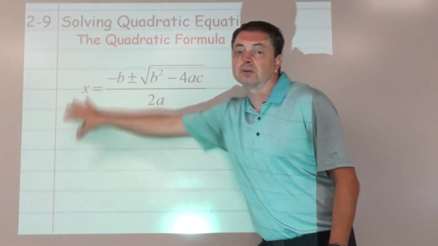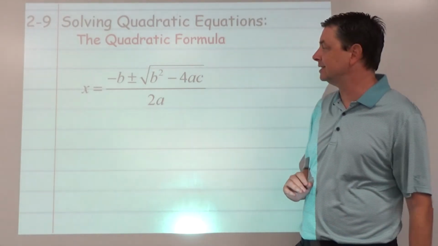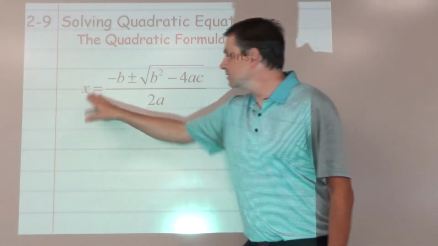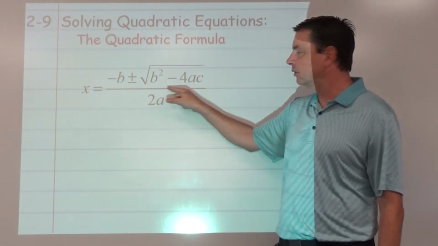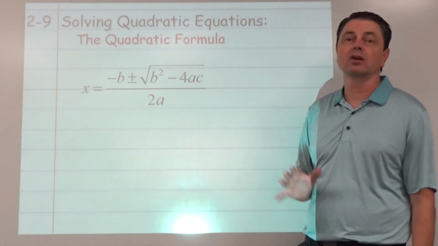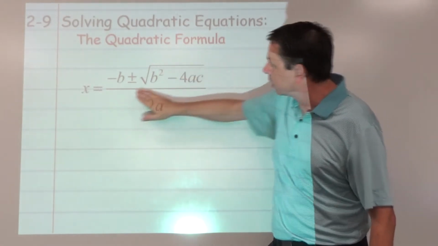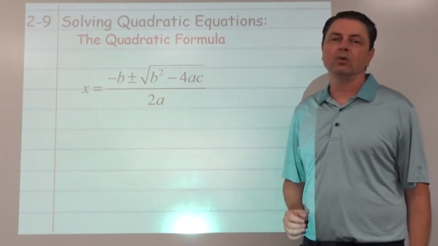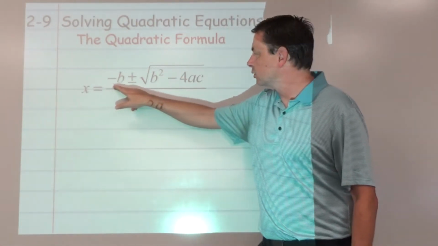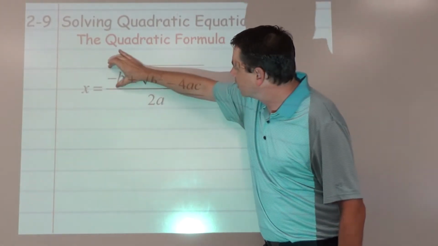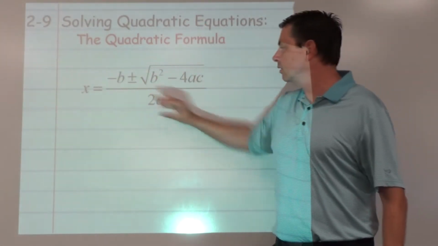Here is the quadratic formula. Please pay attention to the details. X equals, and notice that we have a very long fraction bar. One of the common errors is to have the fraction bar only be this part, not out here. That would be a mistake. The fraction bar goes all the way across. All of this is on top, all of this is on the bottom.